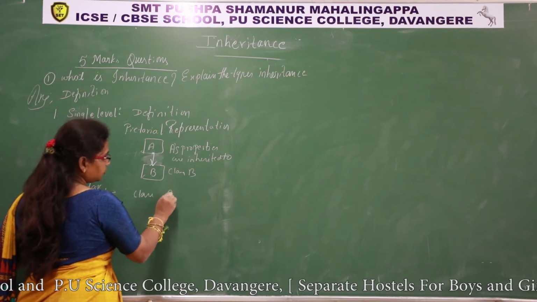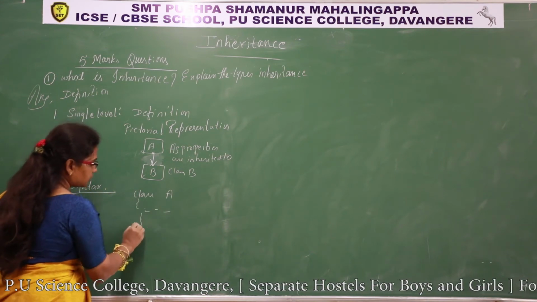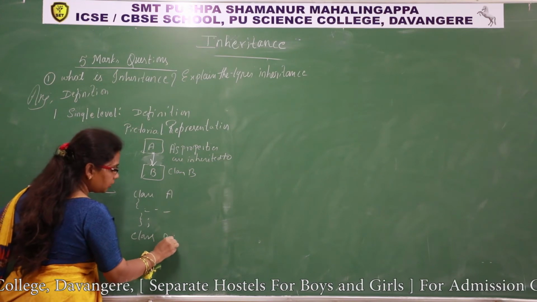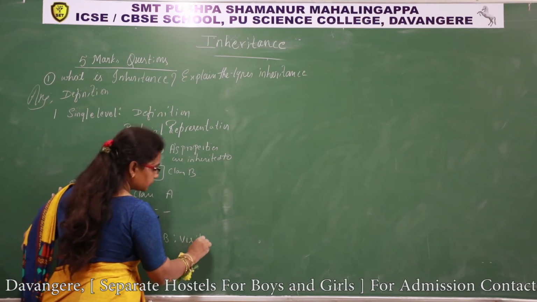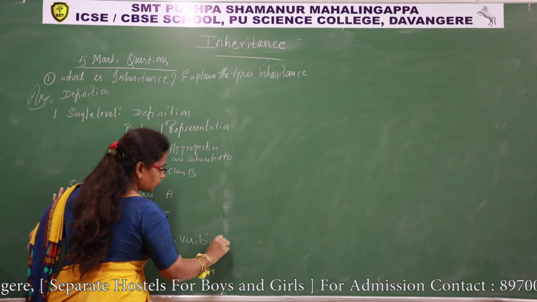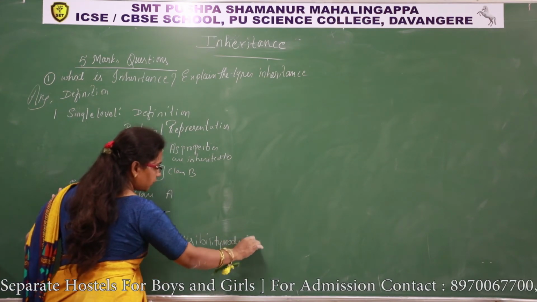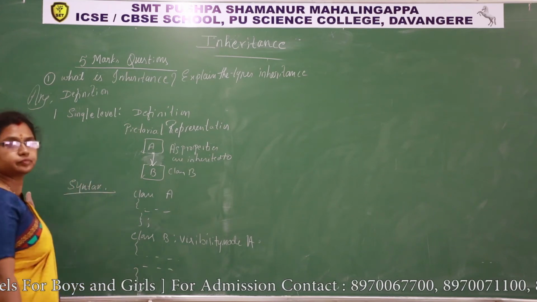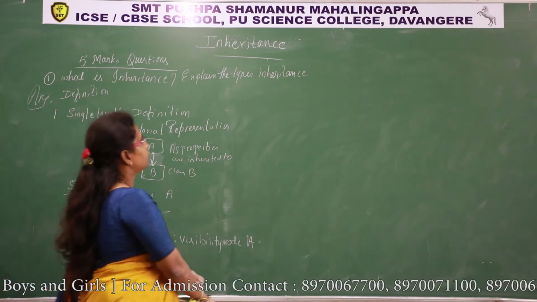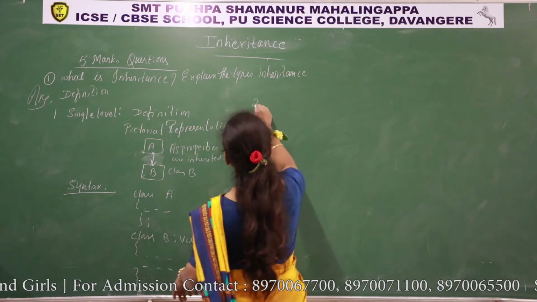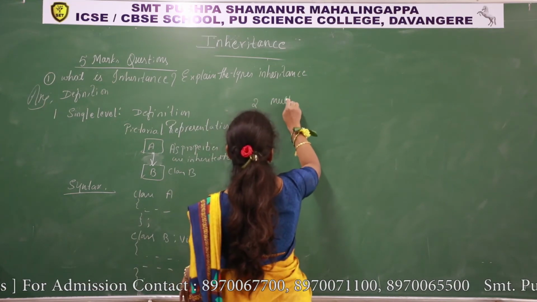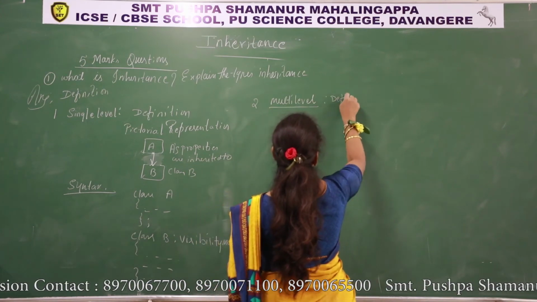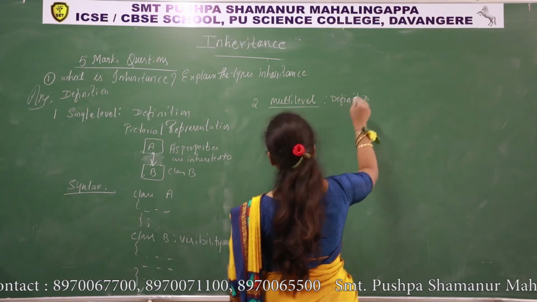Class A, dots, close, semicolon. Class B colon visibility mode A, again dots, close, semicolon. You must write like this. This is for single level. Then the second type, multi-level. Multi-level. Definition. What is the definition of multi-level?